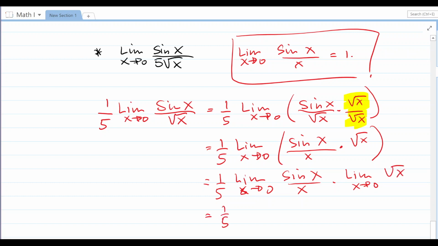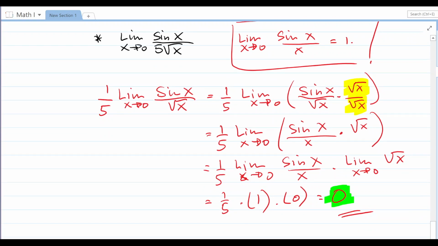So we have 1 over 5 times, this part here we know that it's equal to 1, and the third part here, the limit of square root of x as x approaching 0 equals the square root of 0, and that equals 0. So the answer for that is simply 0. That's the final answer for our problem. Okay, that's for now.